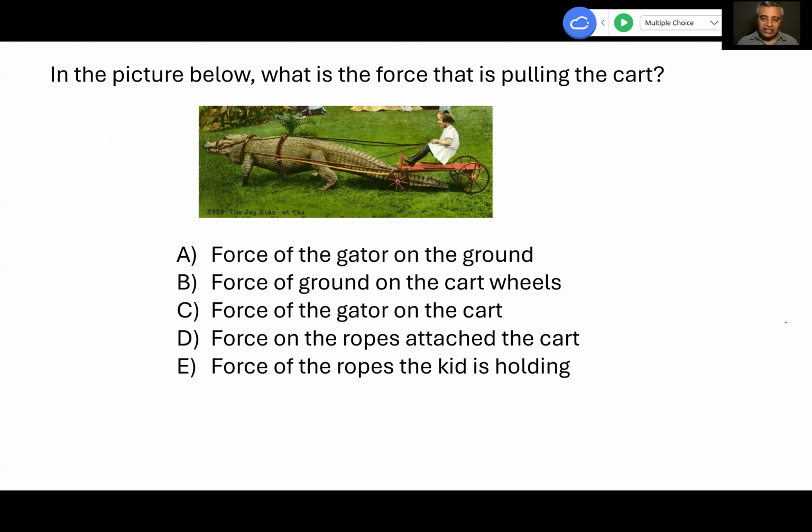It's the rope that's touching the cart that's pulling the cart. So that's why the guy cannot pull the cart. Otherwise, the rope is not needed. If he could pull the cart without touching it, we wouldn't need that rope. So that's how we need to be a bit critical about what force is acting.